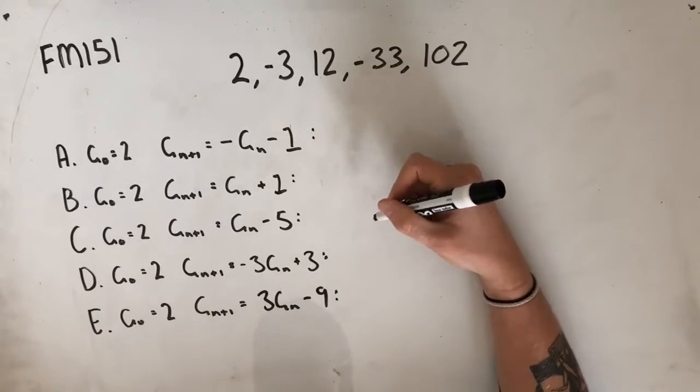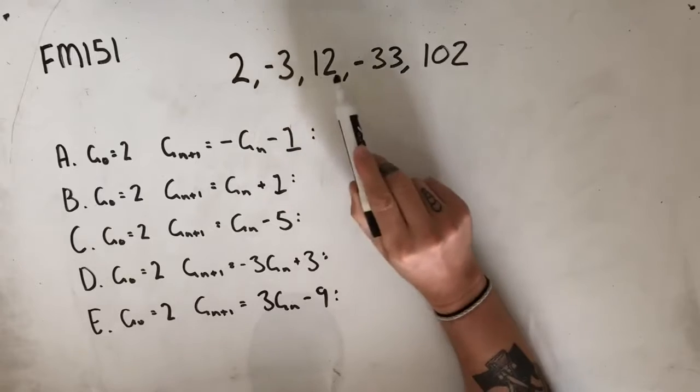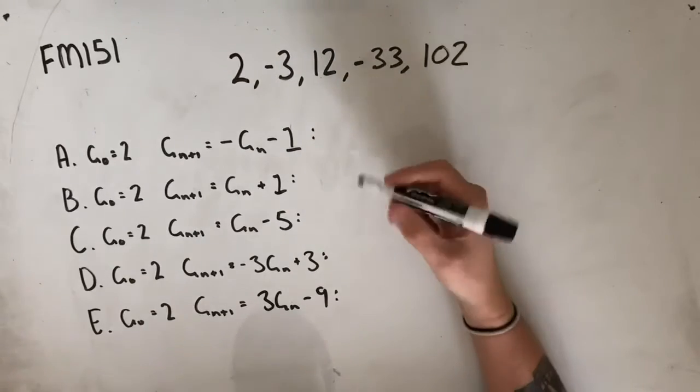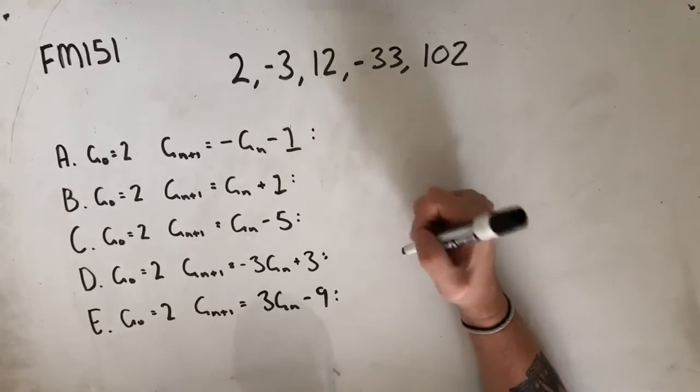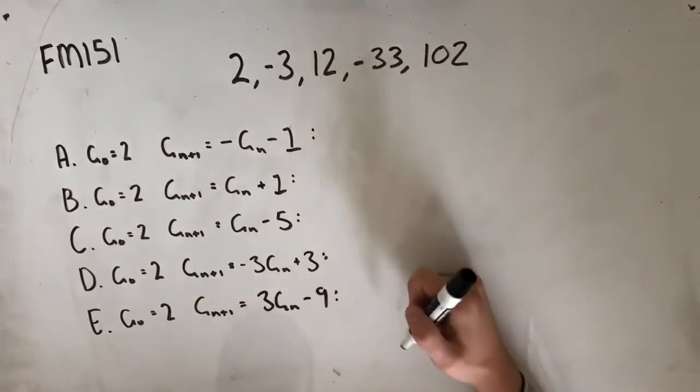So this question reads, the first 5 terms of a sequence are 2, -3, 12, -33, 102. The recurrence relation that generates this sequence could be what? Now we're just going to go through each of these 5 sequences.